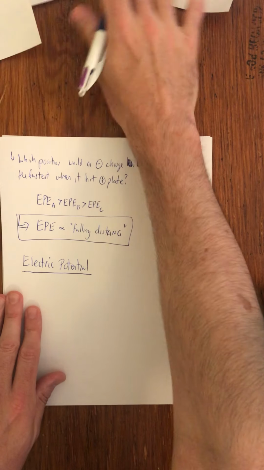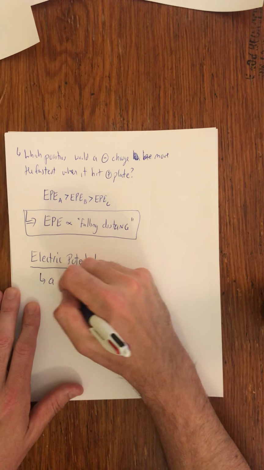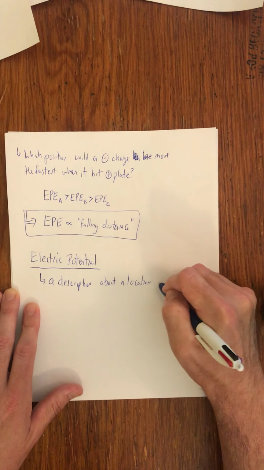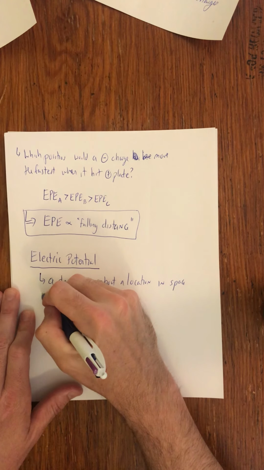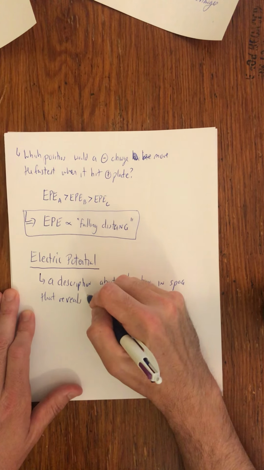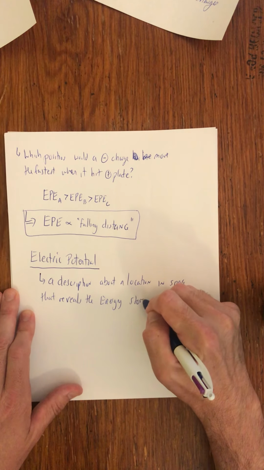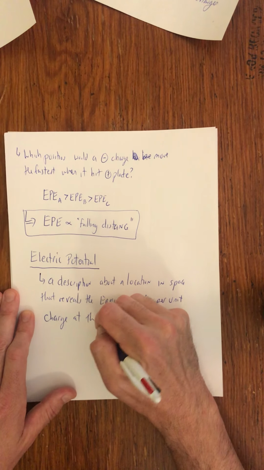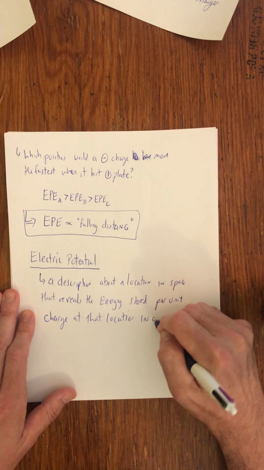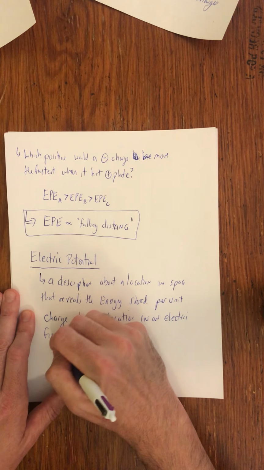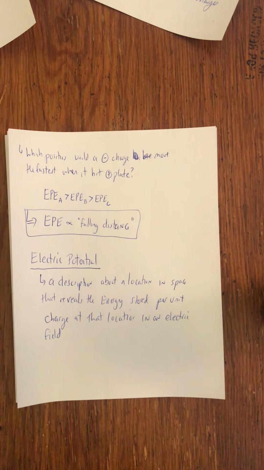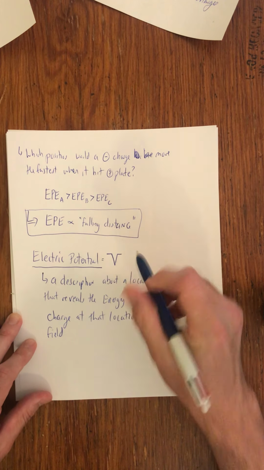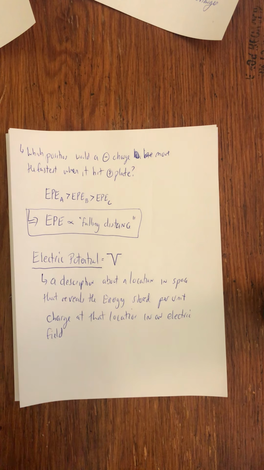And if we go back to our other work, we can figure out its definition. It's going to be a description about a location in space that reveals the energy stored per unit charge at that location, and I probably should now say in an electric field. So all these different points in the electric field are going to have different electric potentials. Because I'm actually going to start quantifying this, I'm going to give it a symbol. The symbol we're going to give it is capital V, but we're going to put little wing type things there. And you're going to see why in a minute.